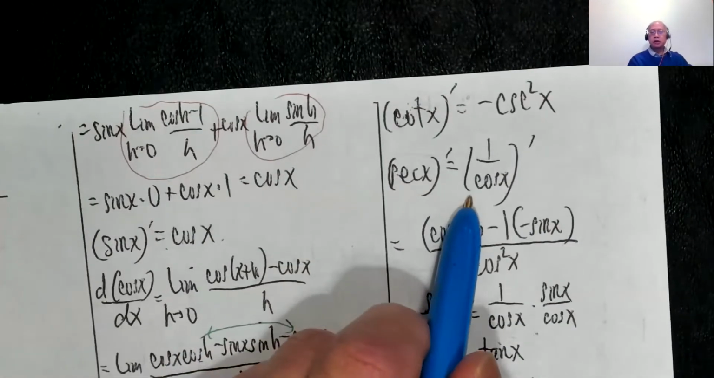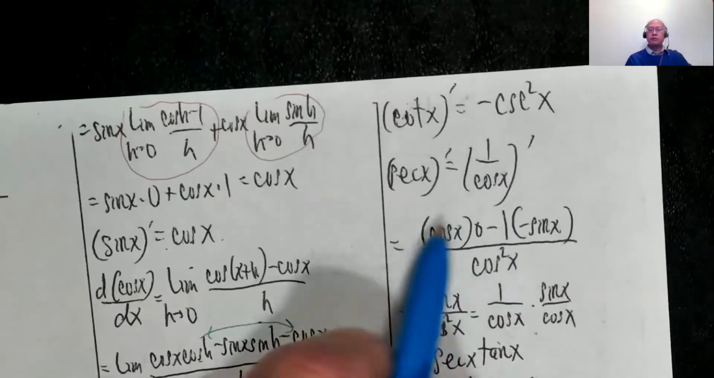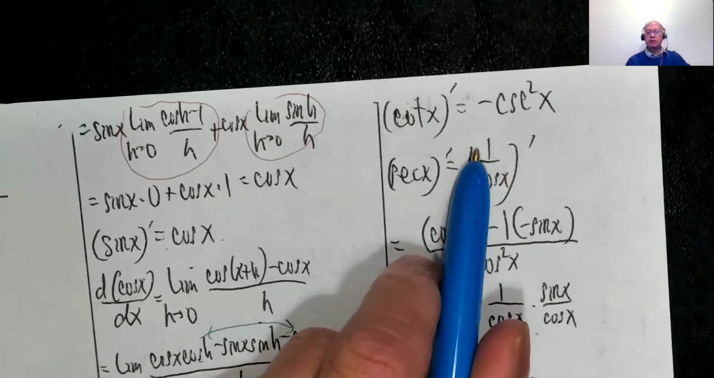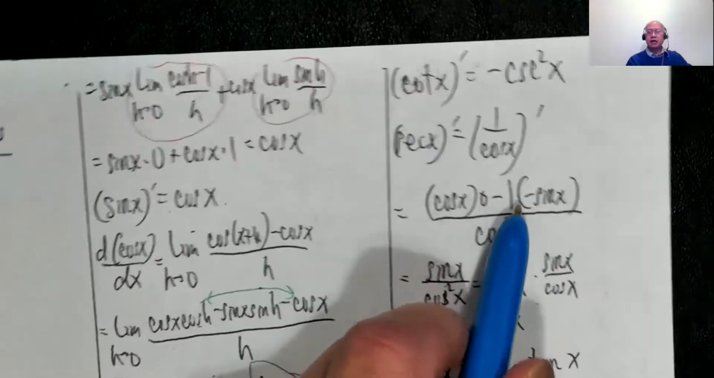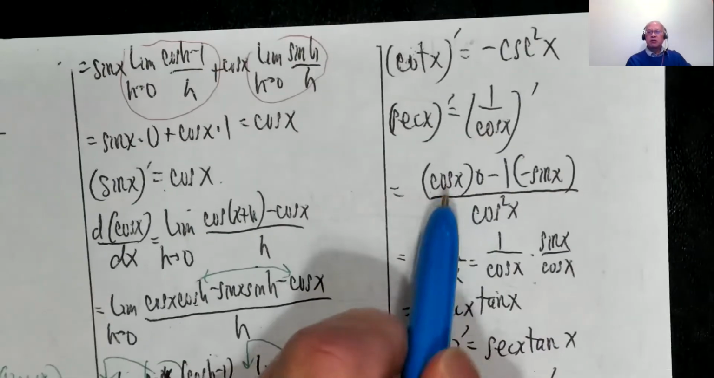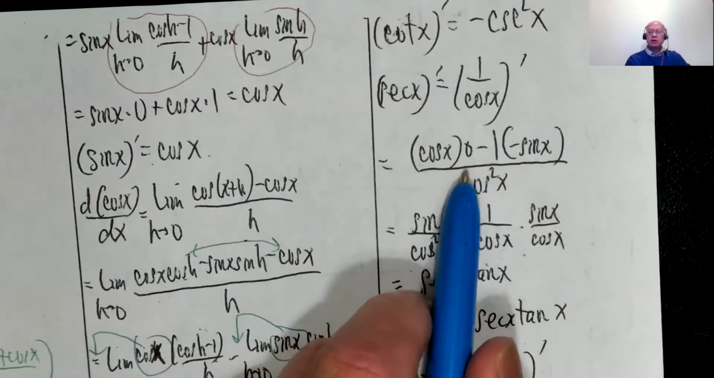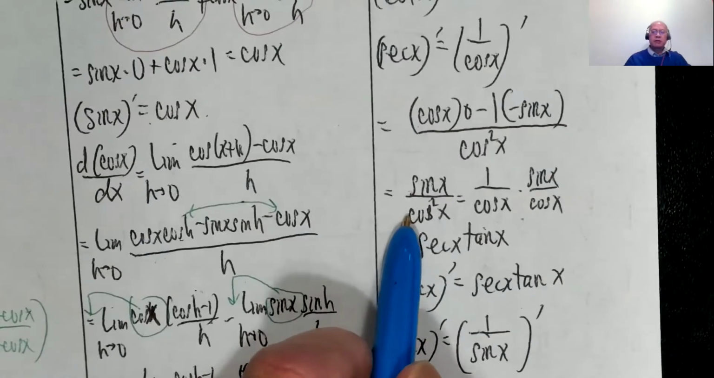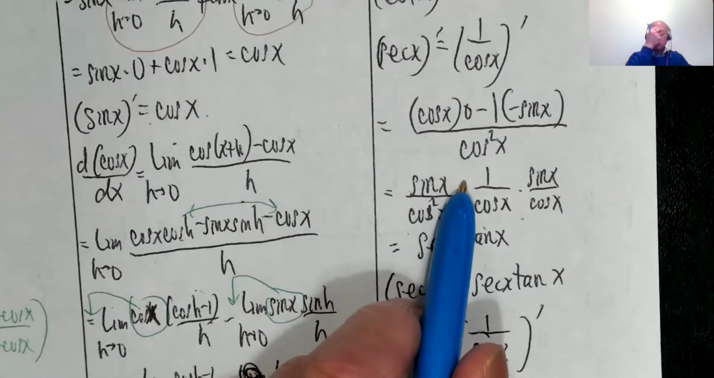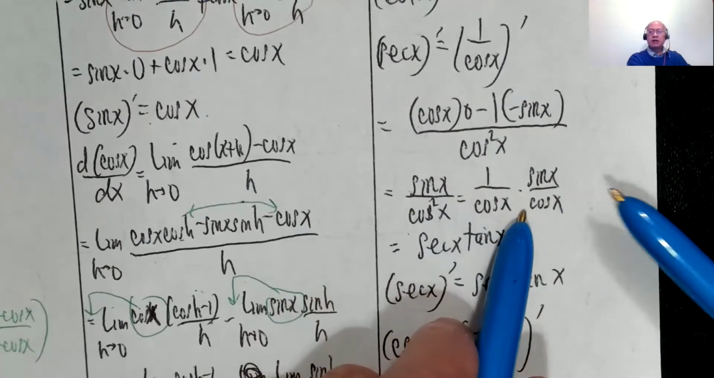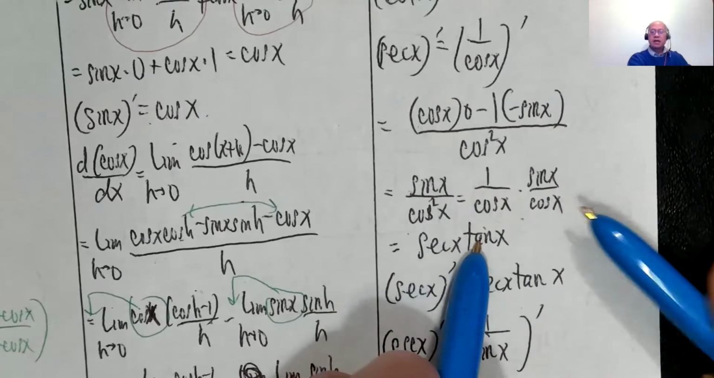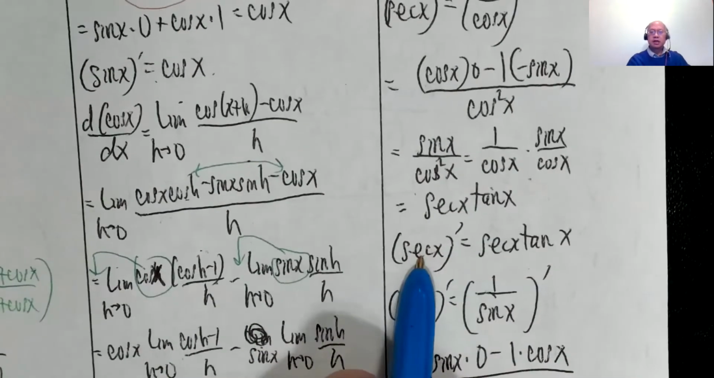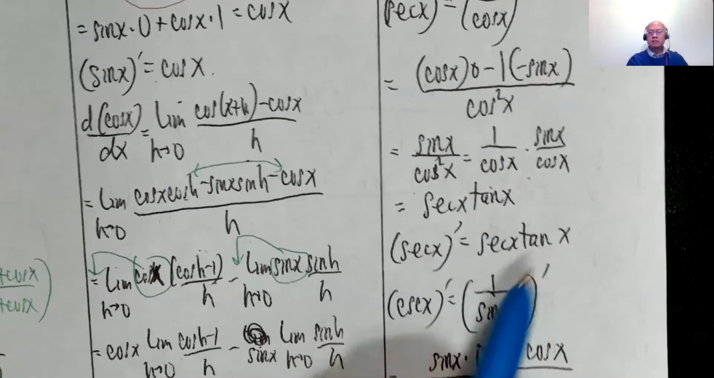Secant is 1 over cosine. So the derivative would be bottom cos x times derivative of the top, which is 0, minus the top 1 times derivative of the bottom, negative sine x, all over cosine squared x. So with the double negative, I have sine x over cosine squared x, which is true, but normally you see it this way. I can break this up into 1 over cosine x times sine over cosine x. This is secant x tangent x. So the derivative of secant x is secant x tangent x.